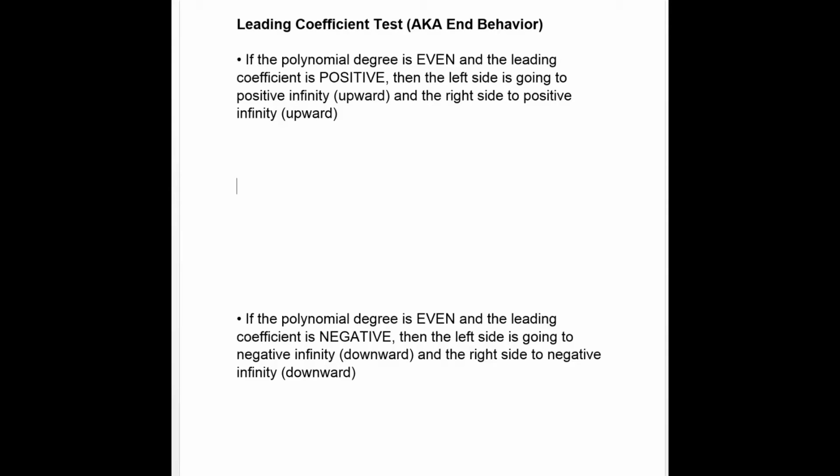Folks, I'd like to do a quick video about end behavior to help you with the homework. But before I do a homework problem, I want to discuss some of this notation that we have to use in the homework. Now, this is the leading coefficient test as described in the video. It says if the polynomial degree is even and the leading coefficient is positive, then the left side is going to positive infinity, which is upward, and the right side to positive infinity, which is upward.